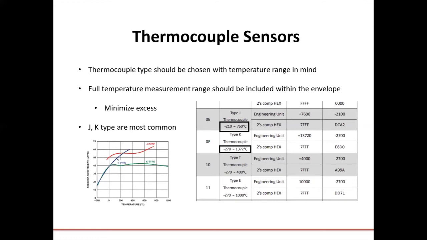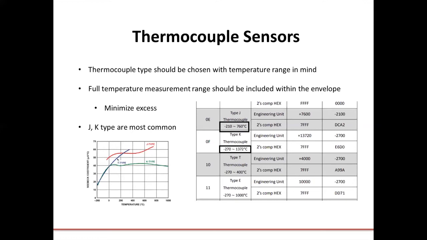Temperature sensors, or rather thermocouples, also have ranges where they give the best results and best accuracy. For instance, the curve shown at the bottom left shows the J, K, and T types, with the temperature coefficient against the temperature itself. The accuracy is based on the flat parts of the curve.